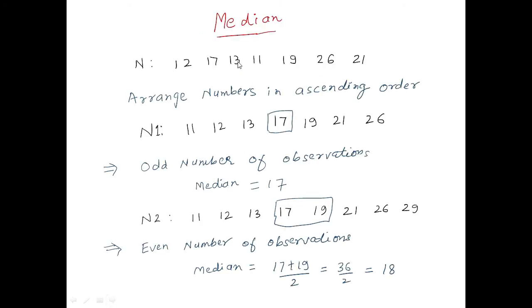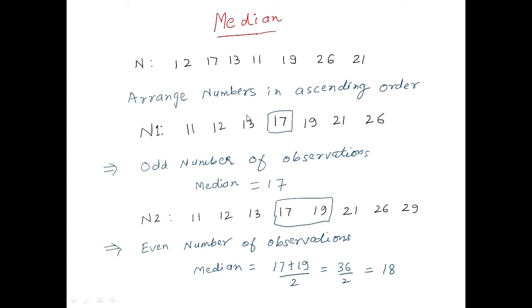Next is median. The second one is median. The definition of median is the middle value out of all the observations. Here in this example we have a total of 7 observations, which are 12, 17, 13, 11, 19, 26, 21. The first step is to arrange all these numbers in ascending order. If we arrange them in ascending order, the order will be 11, 12, 13, 17, 19, 21, 26. So the middle value out of these observations is 17 here.